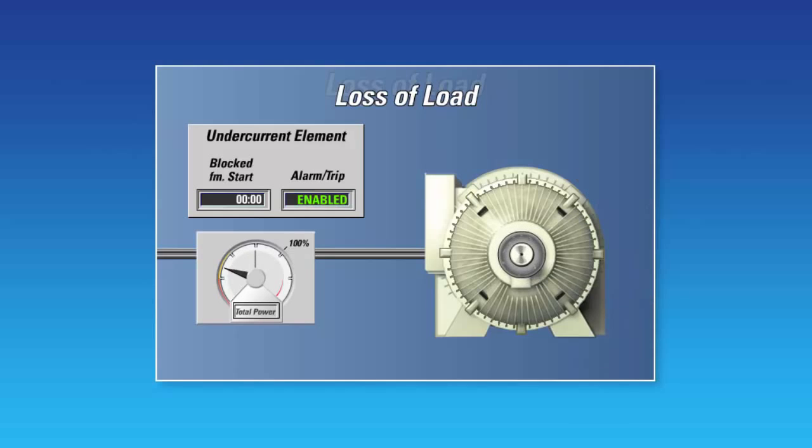This time delay may be useful in applications which require the motor to be running for a period of time before full power is required, as is the case in centrifugal pump or fan applications. When enabled, if the magnitude of the 3-phase total power falls below the pickup level for a period of time specified by the delay, a trip or alarm will be generated depending on how the relay has been configured.